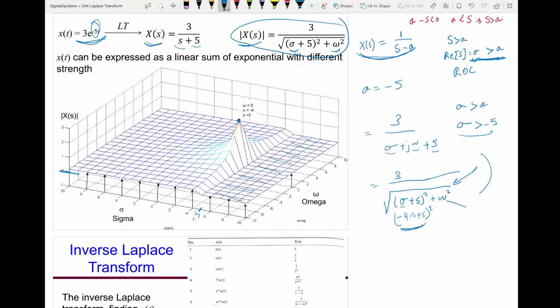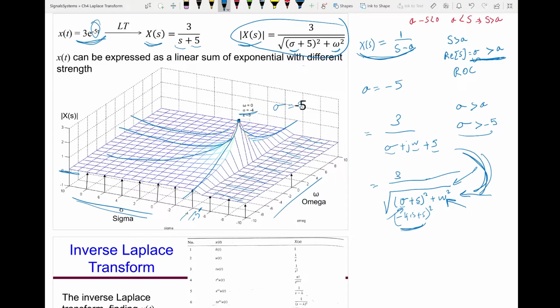Now, as omega increase and sigma increase, then the denominator will increase and the whole thing here will go to 0. And that's what this is. This is sigma, this is omega. So as omega increase, it drops down. As sigma increase, it just keeps going down and down. And the peak will be around sigma equal minus 5. In this plot, I showed minus 4. I didn't plot like minus 4.5 or minus 4.9.